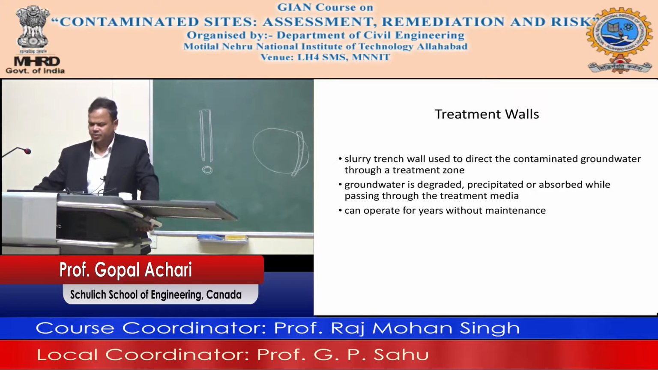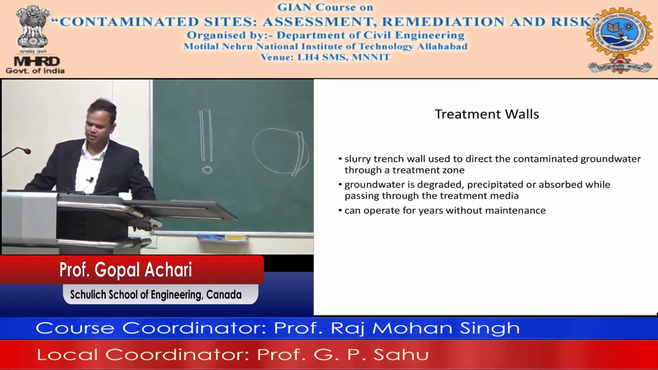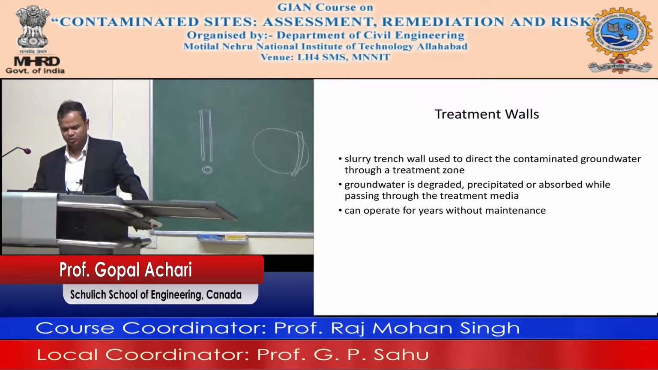So slurry trench walls, coming back to what we are talking about, are used to direct the contaminated groundwater through a treatment zone. Groundwater is degraded, precipitated, or absorbed while passing through the treatment area, and can operate for years without maintenance. This is an example of waste material. You have a cap on the top and a porous media, which is used for treatment. The water is flowing in this direction from left to right, and the water that comes out here will be treated. So it's not just for confining.